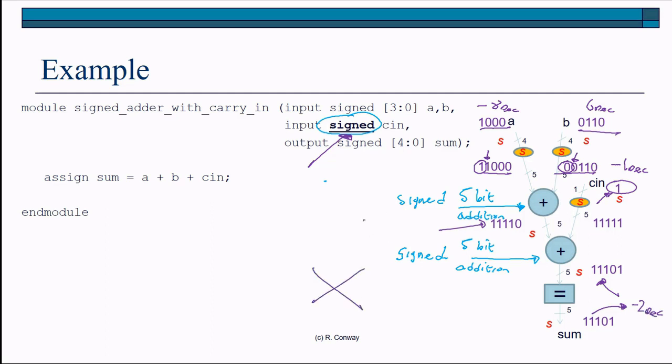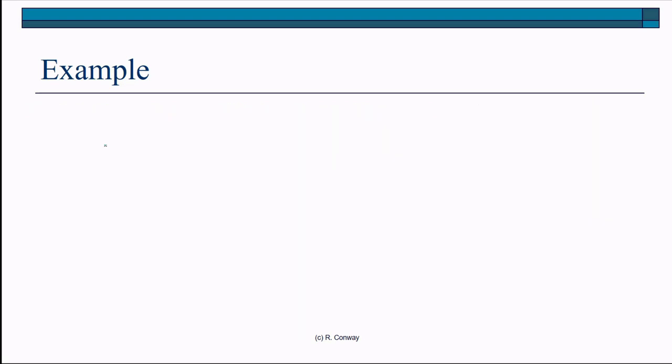So the problem with this approach is that even though we ensured that our adders are all signed adders, we end up incorrectly treating Cn as a signed quantity, which is not what we want to do. There is a way in which we can address this problem.